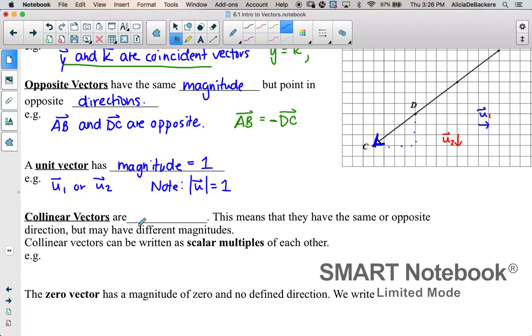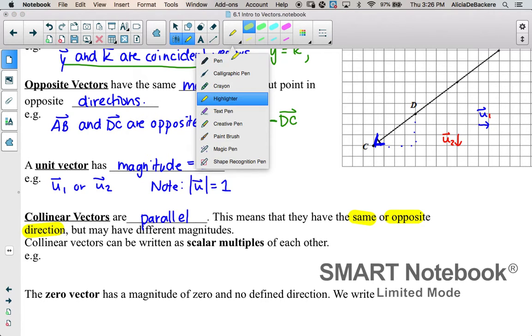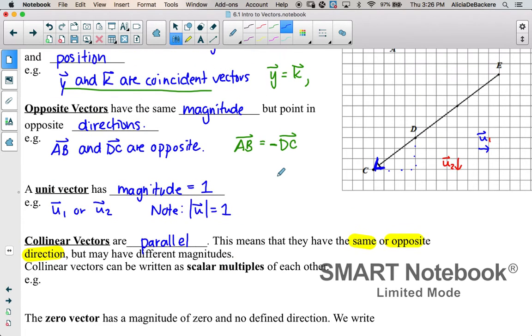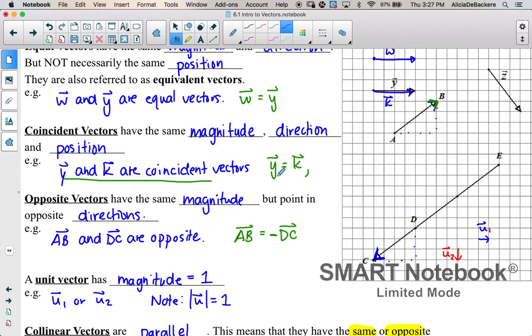Collinear vectors. Collinear vectors are parallel. This means that they have the same or the opposite direction. But they could have different magnitudes, so the lengths can vary here. Collinear vectors can also be written as scalar multiples of each other. So let's see if we can find some collinear vectors in our picture here.